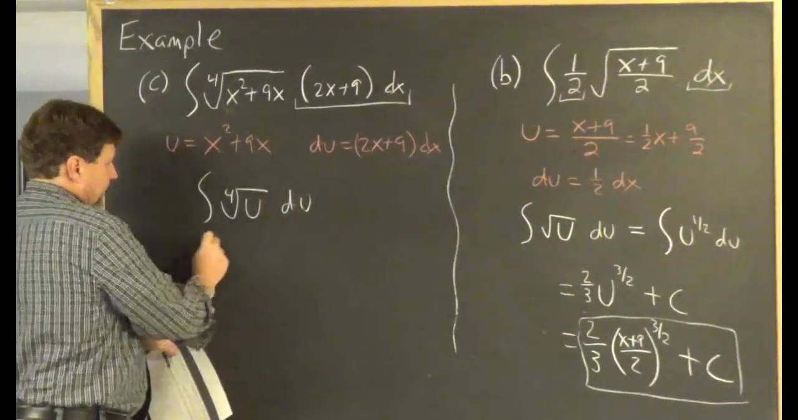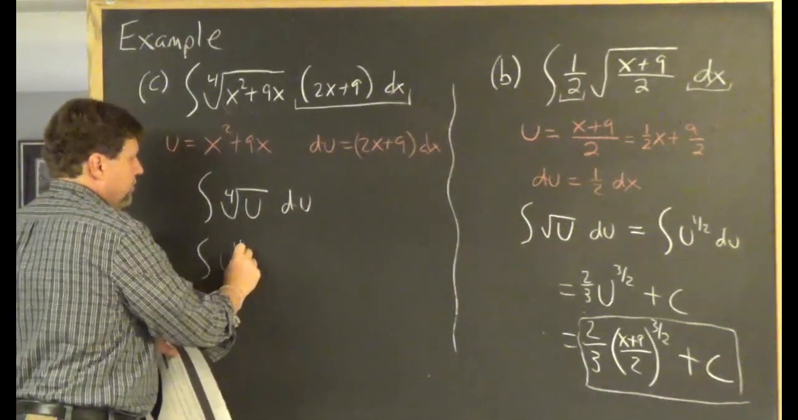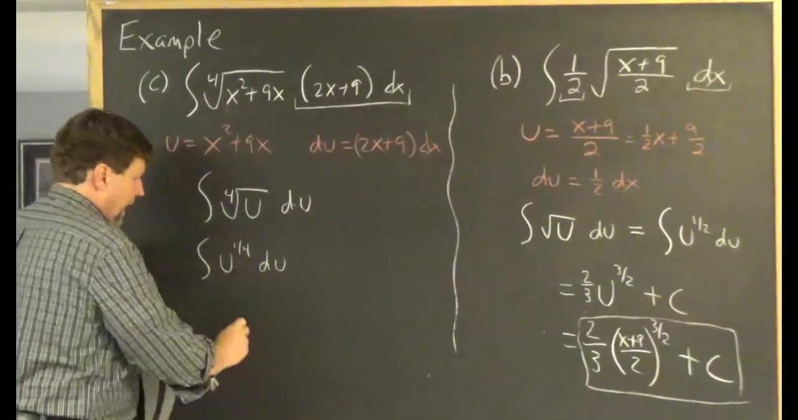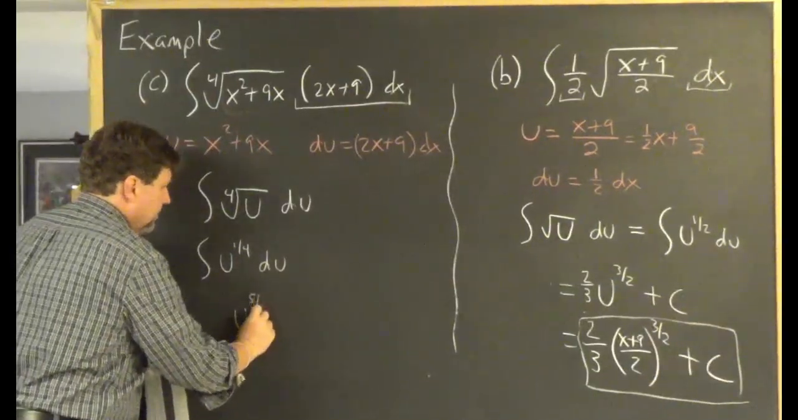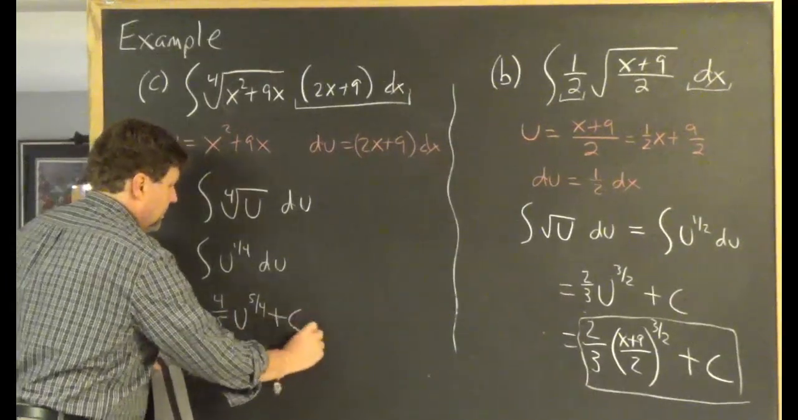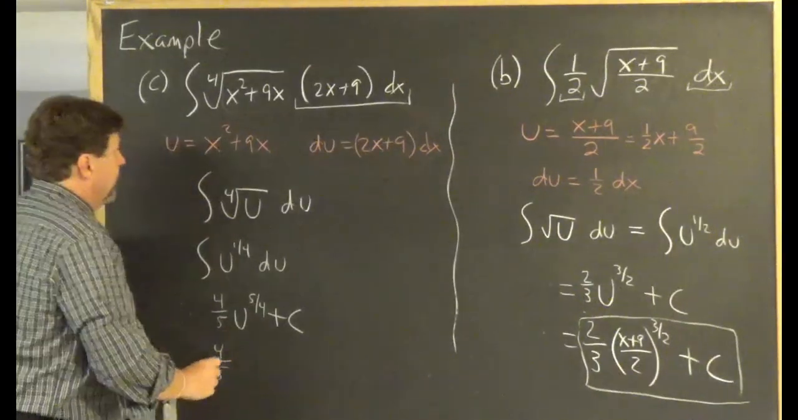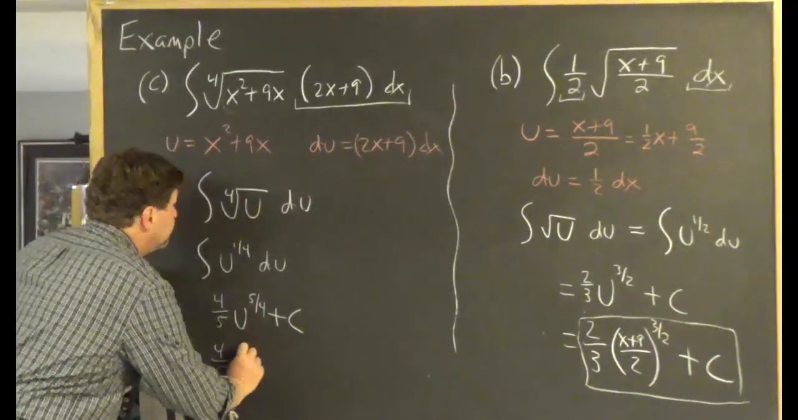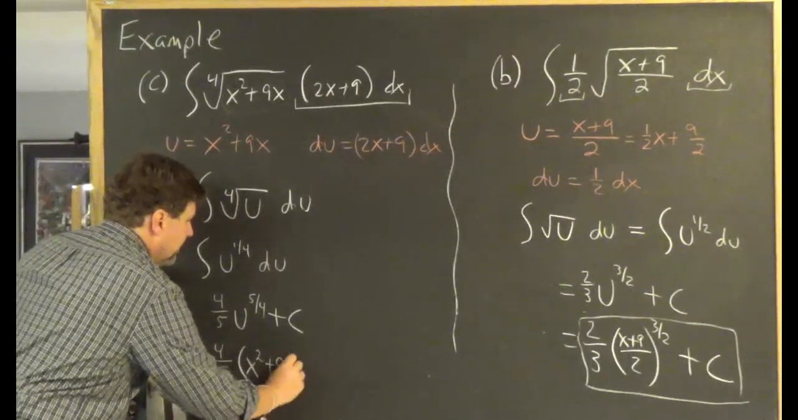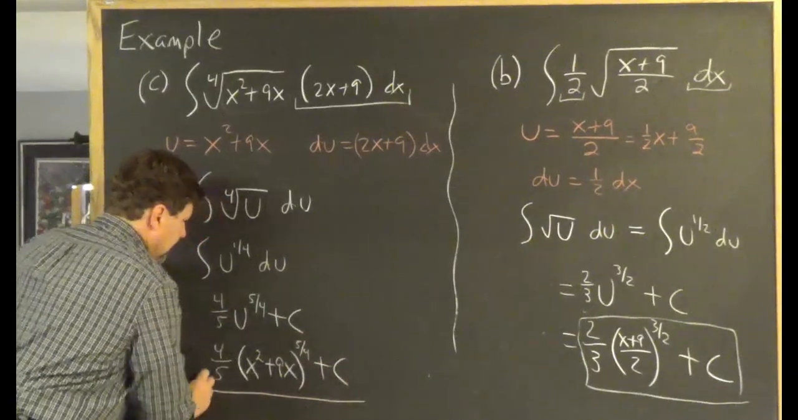And we're almost there. Rewrite the fourth root of u as u to the 1/4 power. Then you use your power rule, so you add 1 to the exponent and put the reciprocal out front as a little multiplier. Then resubstitute. So you get 4/5, okay, there's my u, x squared plus 9x to the 5/4 power plus c.